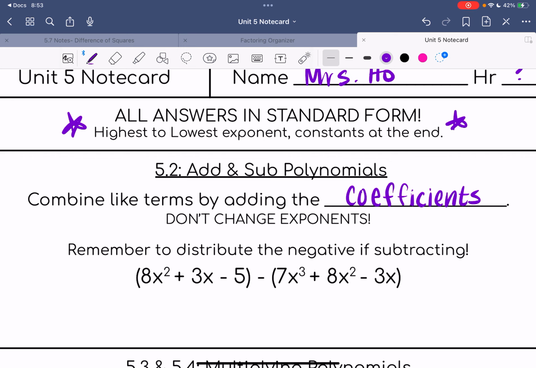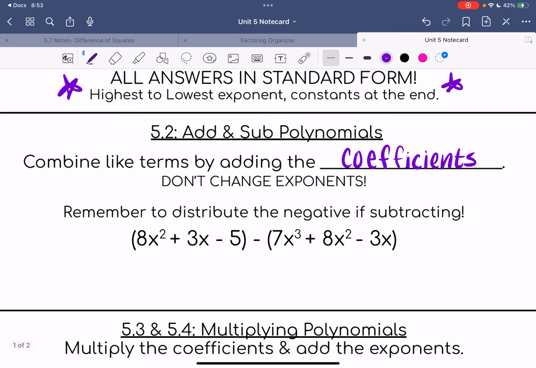When subtracting, what we did was we remembered to distribute this negative to our entire second polynomial, and then we can just add. So if I'm distributing that, negative 1 times positive 7x cubed is now negative 7x cubed. I misspoke, sorry. Negative 1 times 8x squared is now negative 8x squared. And negative 1 times negative 3x is now plus 3x.